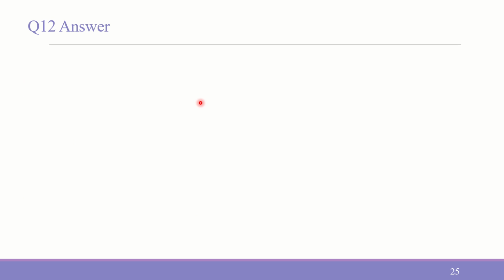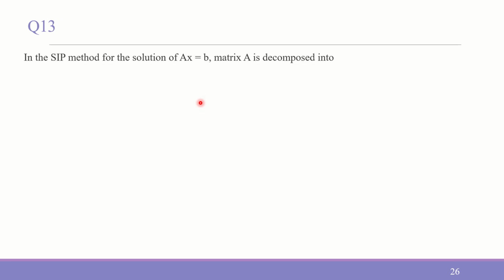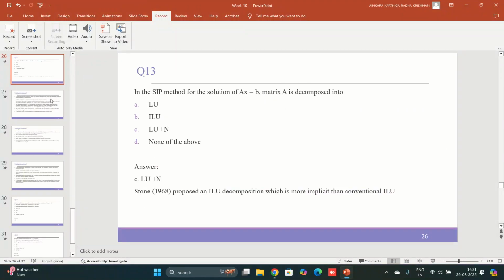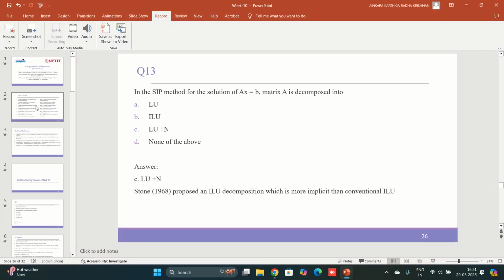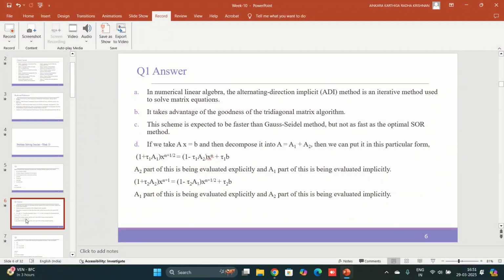SOR method, optimal SOR method, and we have seen about alternating direction implicit scheme. So this is how one part of it is being solved implicitly, the other part is solved explicitly. So we are going from one direction to the other implicitly. Implicit solution is carried from one direction to the other, so it is known as alternating direction implicit scheme. It can be used for 3-dimension as well.